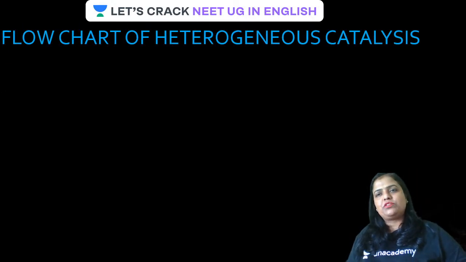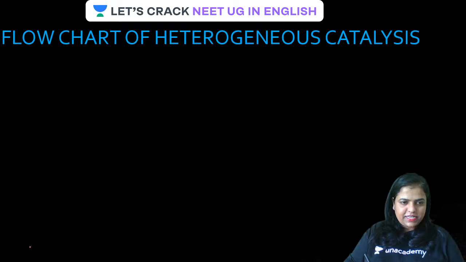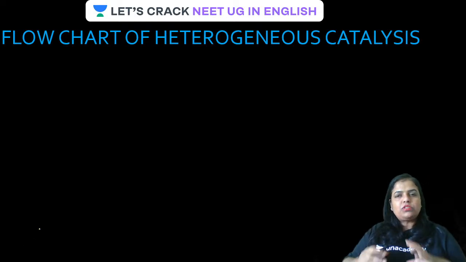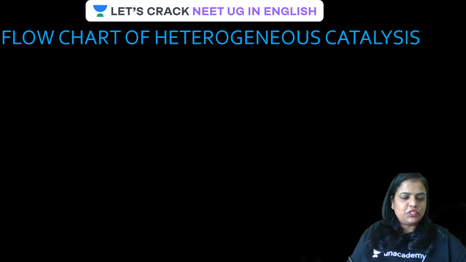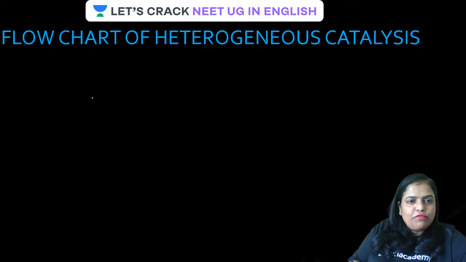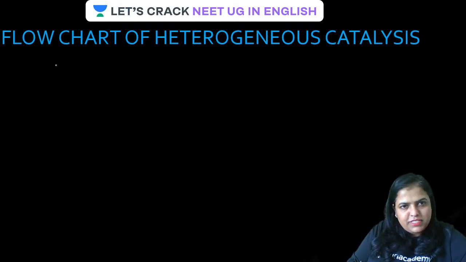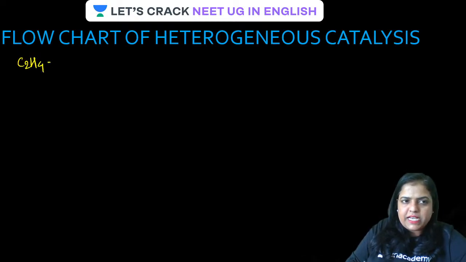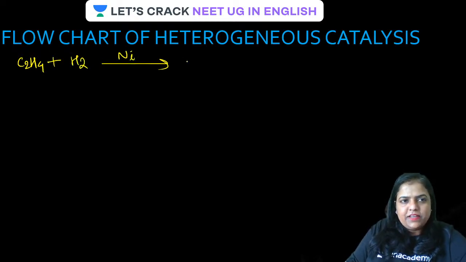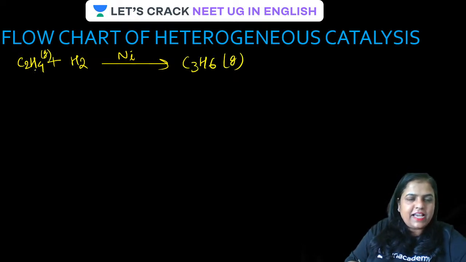Flow chart of heterogeneous catalysis, guys. Let us discuss how all this heterogeneous catalysis takes place. Just now we had seen the cycle over there. Let us take the example in which we take C2H4, which has a double bond, plus H2. In the presence of a nickel catalyst, we get C2H6. Is that clear?